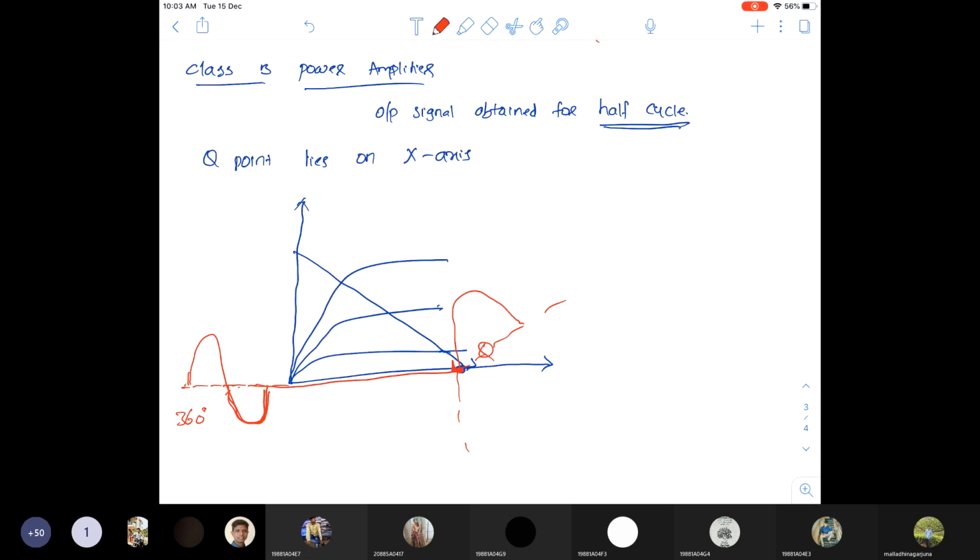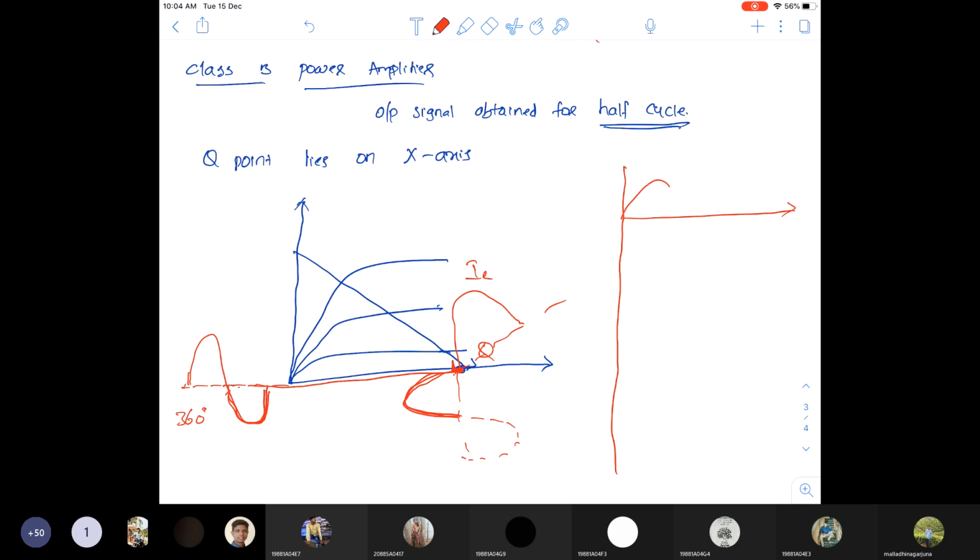Similarly, this is the IC current, and the voltage will be like this again. Only one peak is processed, and the negative peak will not be processed. That is indicated with the dotted line. So only the positive peak will be processed here. The waveforms will be like this.